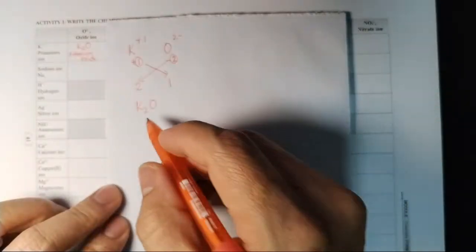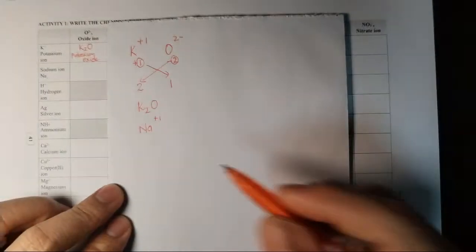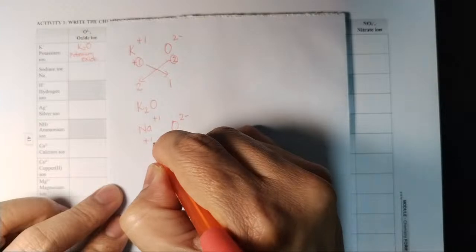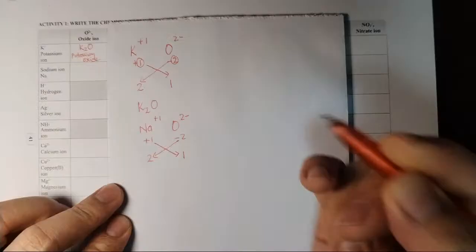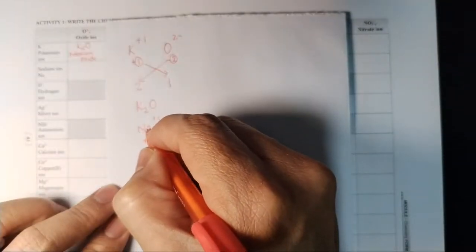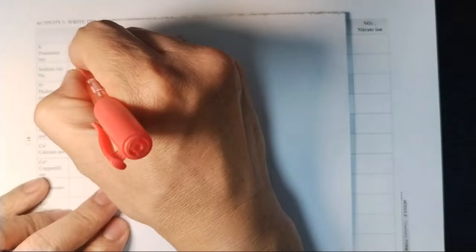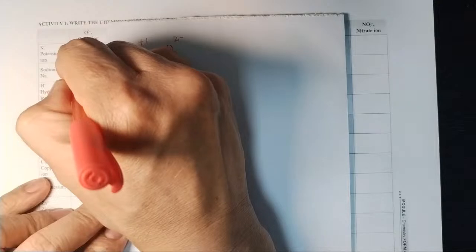Then the second one, sodium oxide. Sodium Na positive 1. Oxide is O2 negative. Correct? So we take down the numbers and interchange them. 1, this one is 2. So the formula will be Na2O. So the name would be sodium oxide.